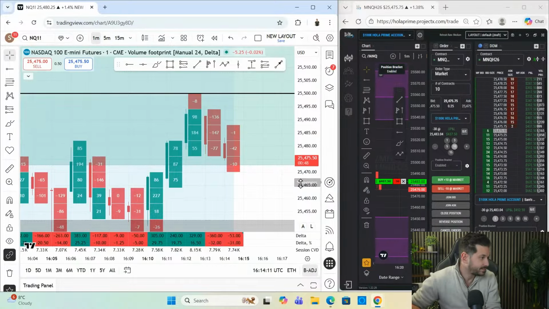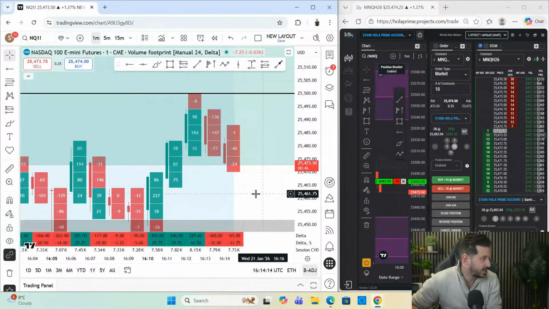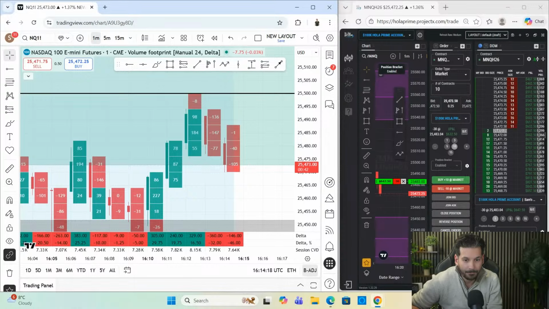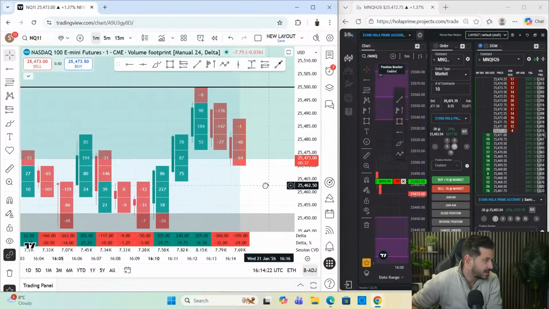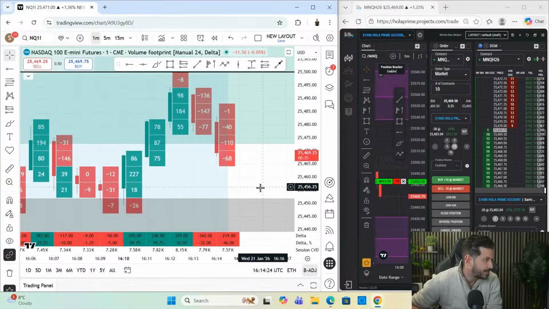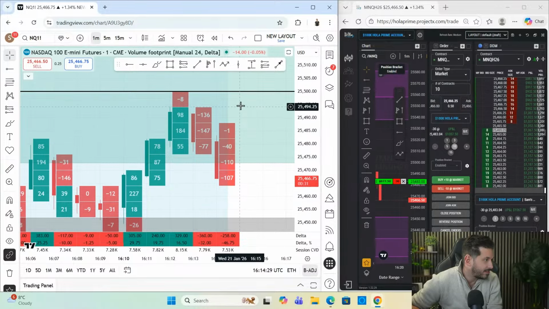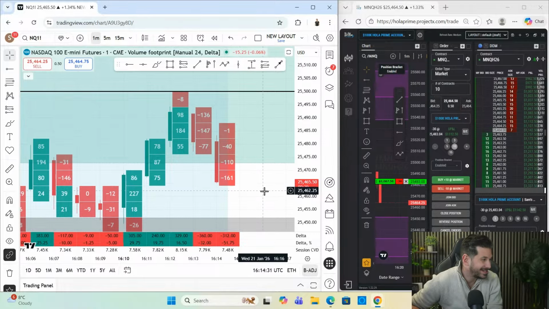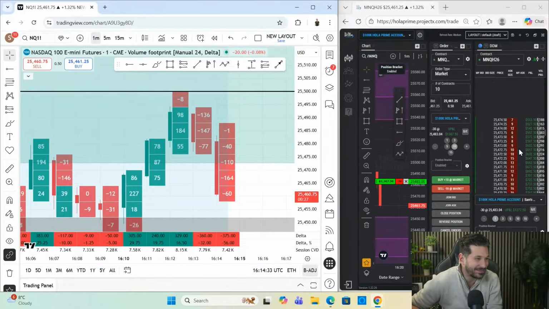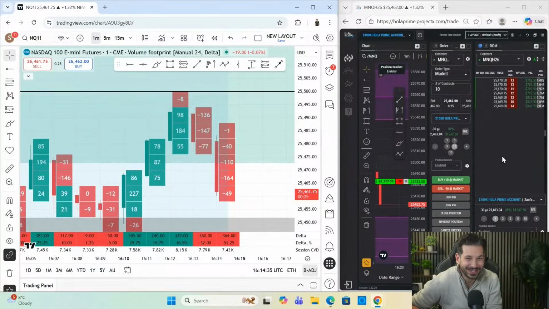So, this is looking good. Oh, this is looking good. Come on. Where did it get to? 494. 6 points shy of that massive order in the book.